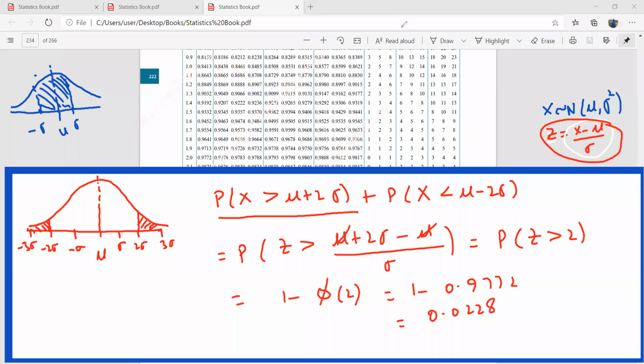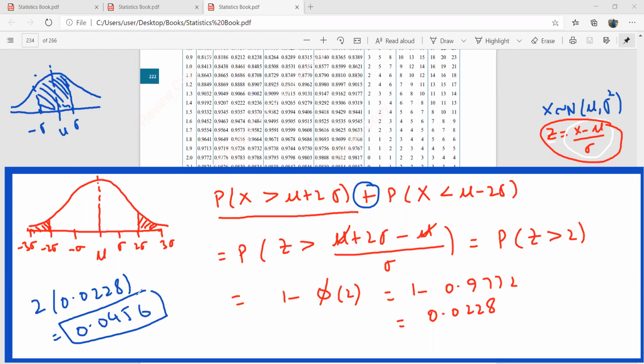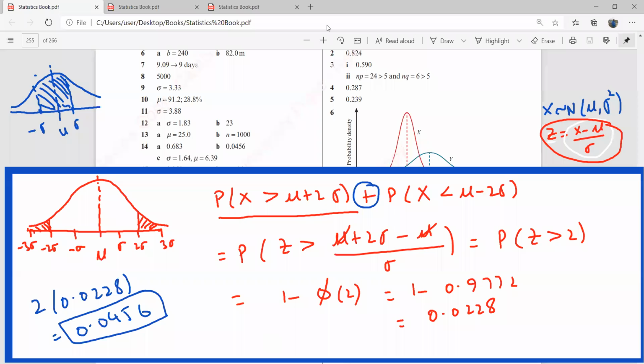And your final answer is going to be twice this, because there's an addition between them. So this is 2 times 0.0228, which is 0.0456. That should be the answer here. So this is the answer to this B part.